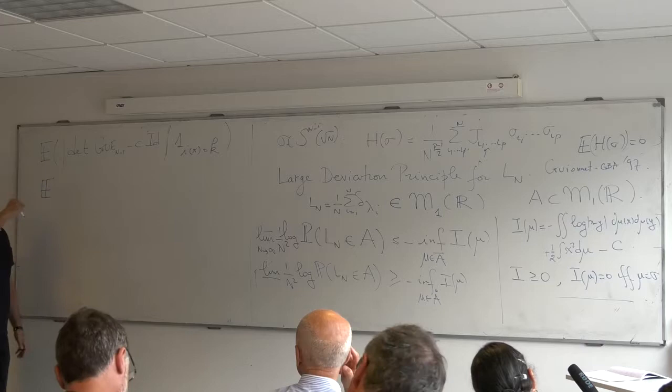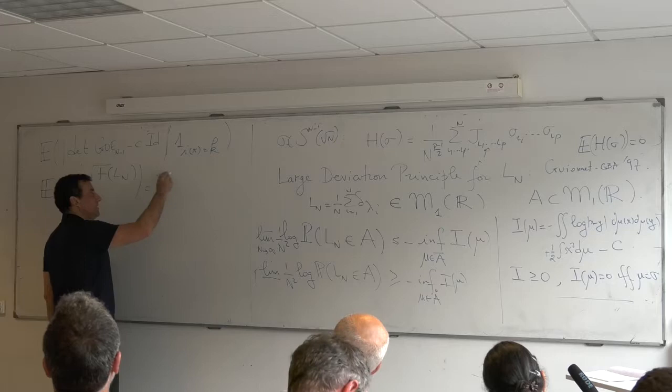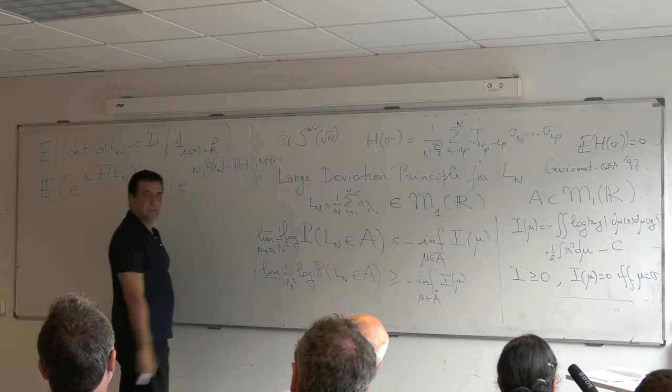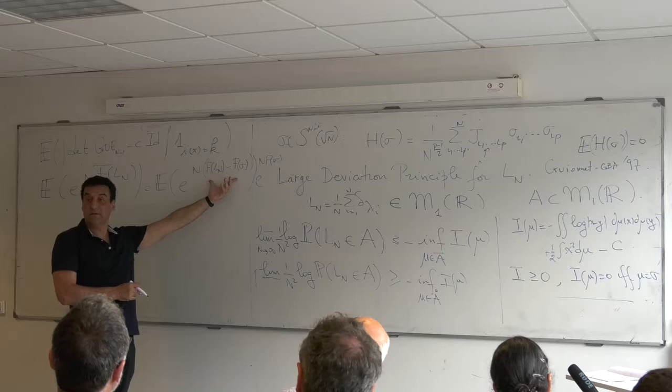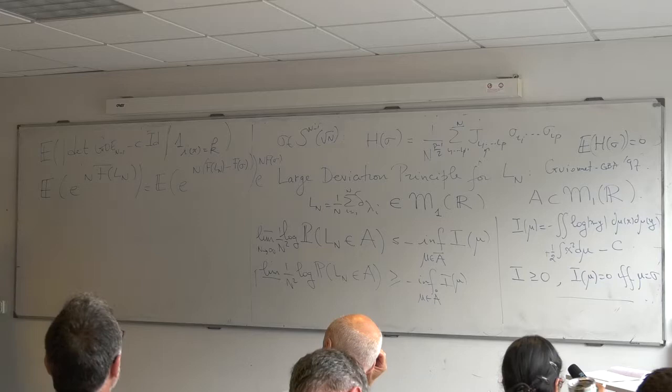You have exponential n of a certain function of Ln. Let's forget the index. I write that this is exponential n times f of Ln minus f of the semicircle, times exponential of n times f of the semicircle. Now I say the probability that this is larger than any epsilon is exponential minus n squared. Yeah, but that's not what you showed. Yeah, that's exactly what I showed, if this f is reasonable. Well, you can have a case where it's exponential. No, you can't. The proof is written, but I can go there.